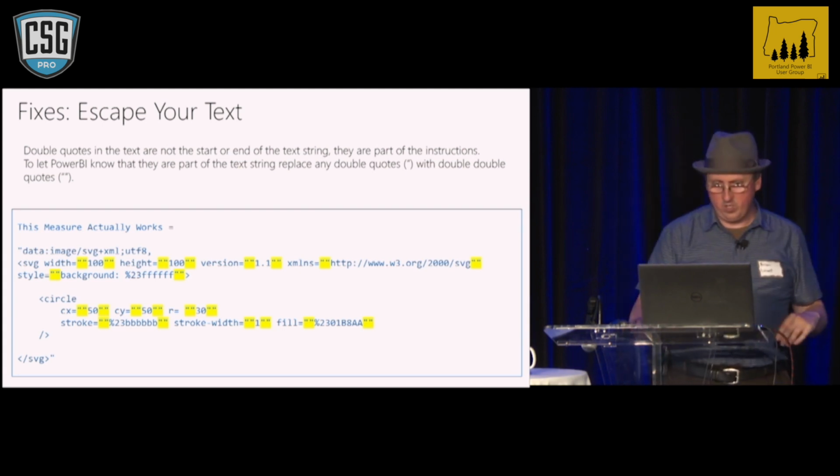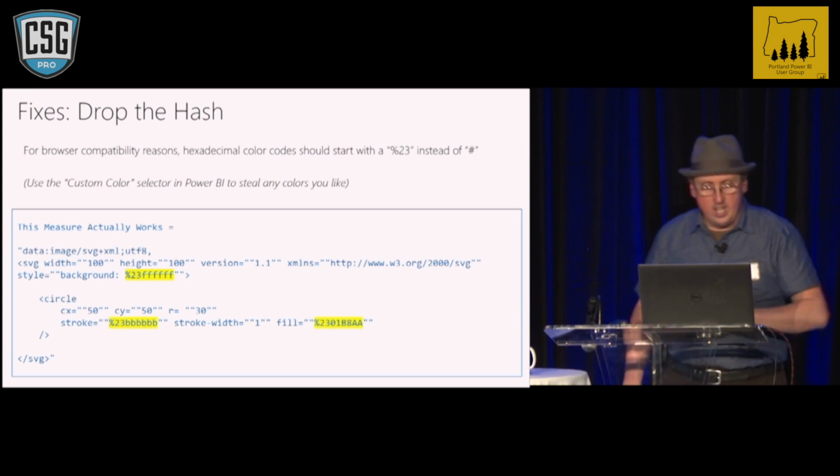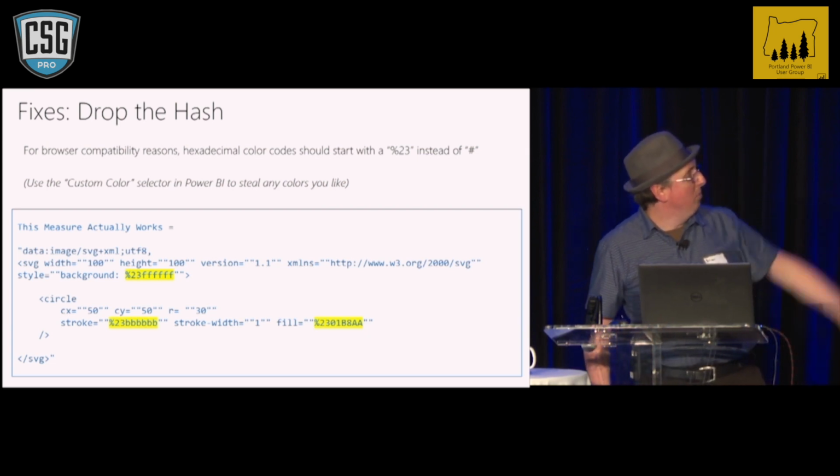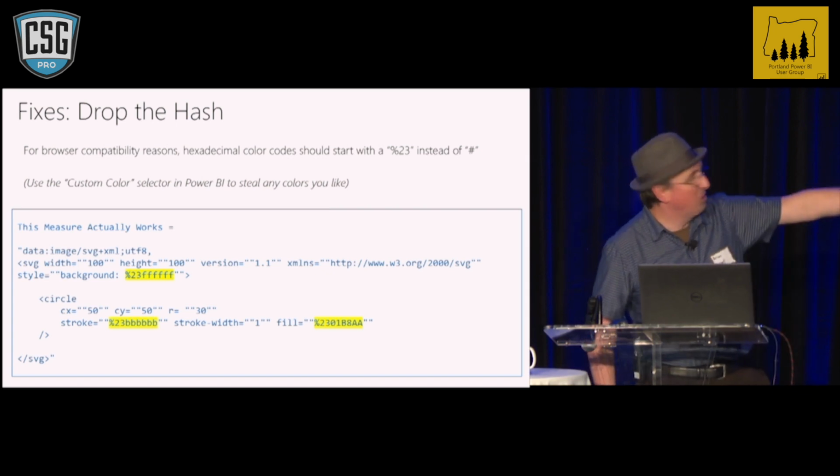Don't end it, okay? And lastly, for compatibility reasons, basically with Firefox, whenever you've got color information where you'd normally see something like pound, FF, here you use %23.